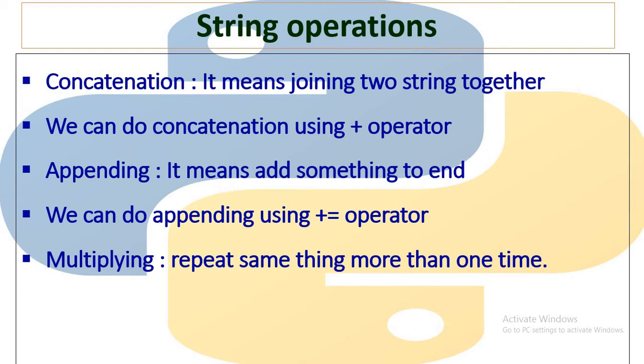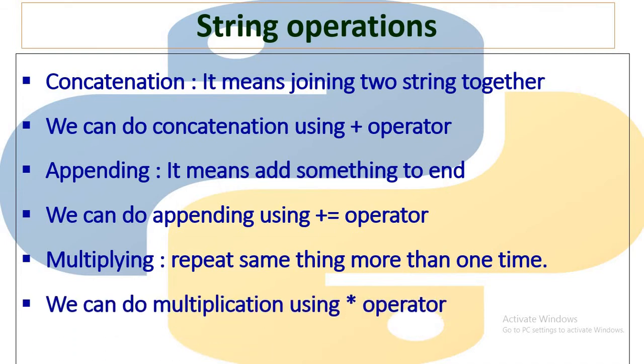The third operation that we will discuss is multiplying or repeating. If you want to print the same string again and again more than one time, then you can multiply that string with some number. Multiplying the string with a number repeats that string that many times. We will do this using the multiplication operator, or star operator.